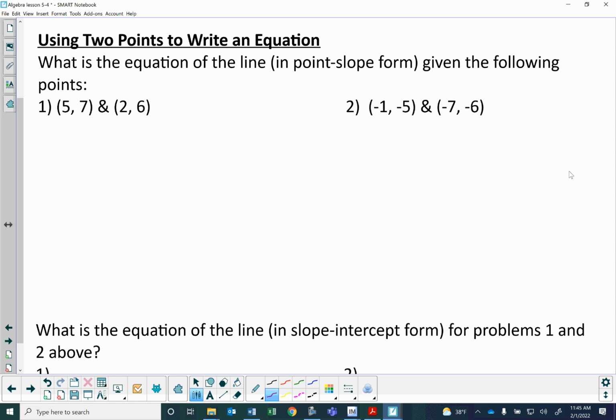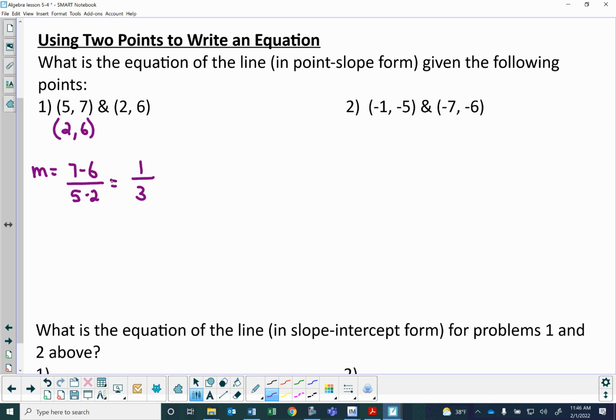The first thing I'm going to do, like I always do, is line up my points so that the y values line up and the x values line up, making it easier for me to make sure I'm taking the right numbers. So my slope is going to be y minus y, so 7 minus 6, over x minus x, 5 minus 2. I went top to bottom, so you have to go top to bottom on both numbers. So 7 minus 6 is 1, 5 minus 2 is 3, so my slope is 1/3.